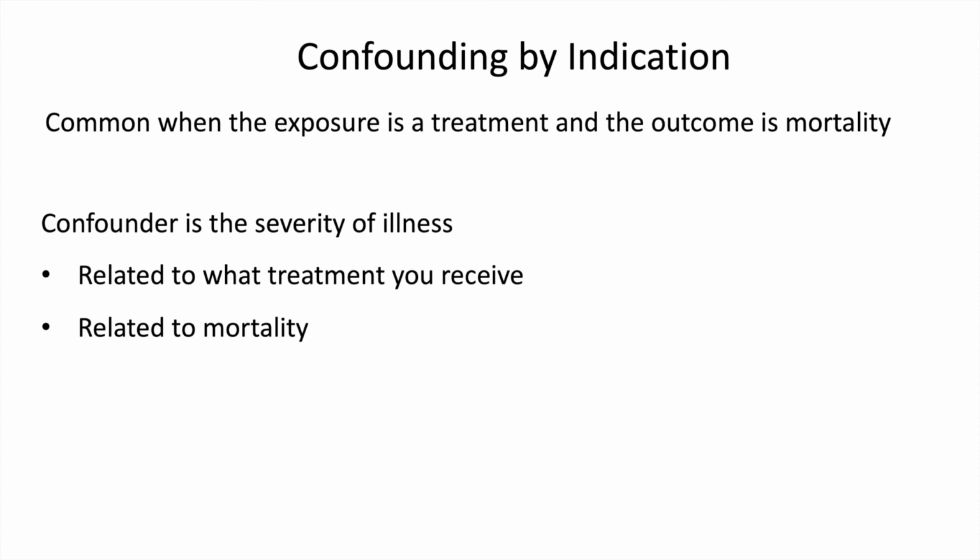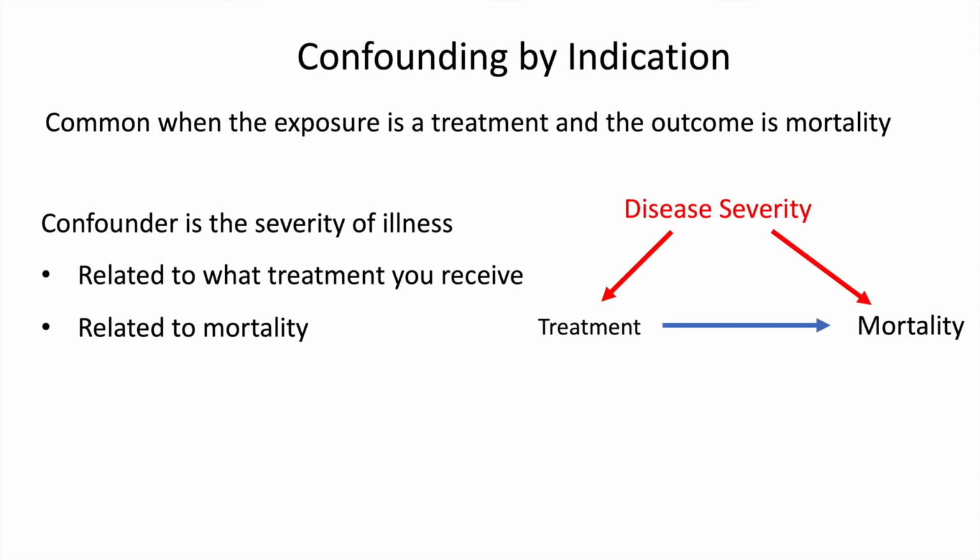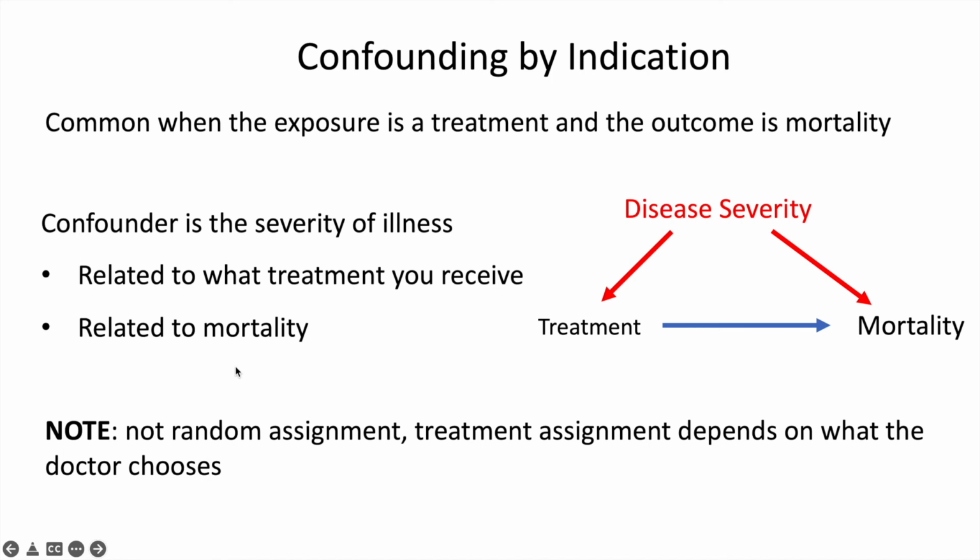And also, it's kind of obvious the severity of your illness is related to mortality. So in that way, disease severity is a confounder. It's related to the treatment you get and the mortality. And a huge caveat here is that we're not randomly assigning to treatment. This is a situation where the doctor decides what treatment is called for.